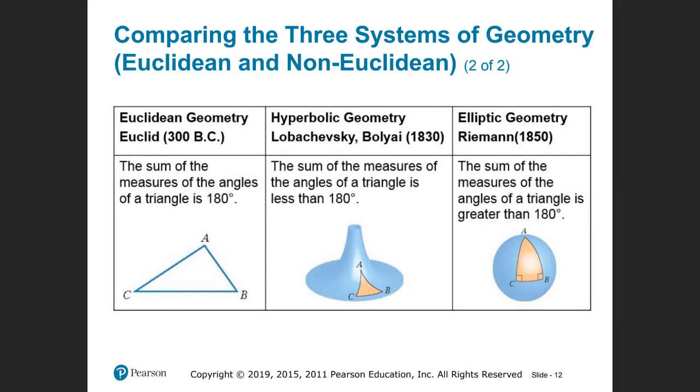More comparisons. For Euclidean geometry, the sum of the measures of the angles of a triangle is 180 degrees. Hyperbolic, the sum of the measures of the angles of a triangle is less than 180. And elliptical geometry, the sum of the measures of the angles of a triangle is greater than 180.